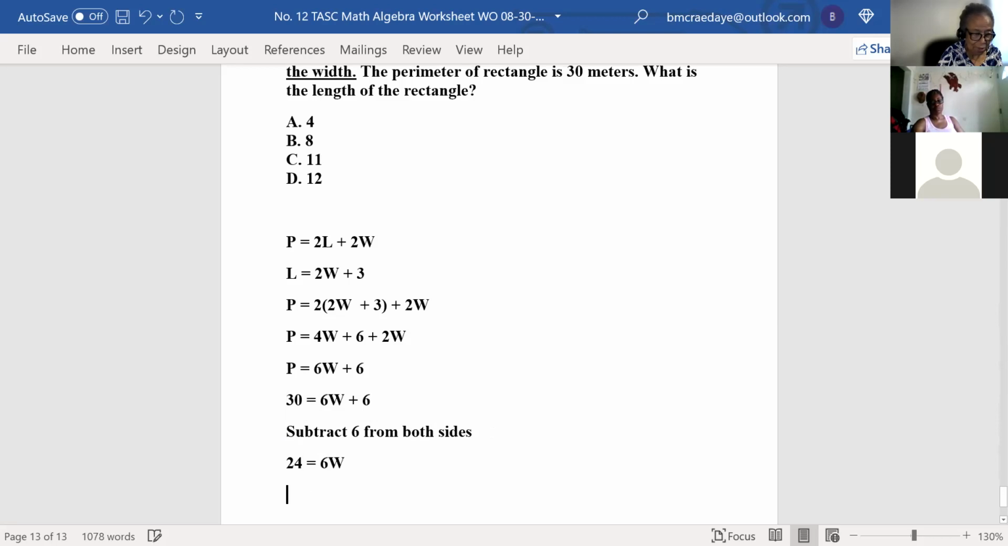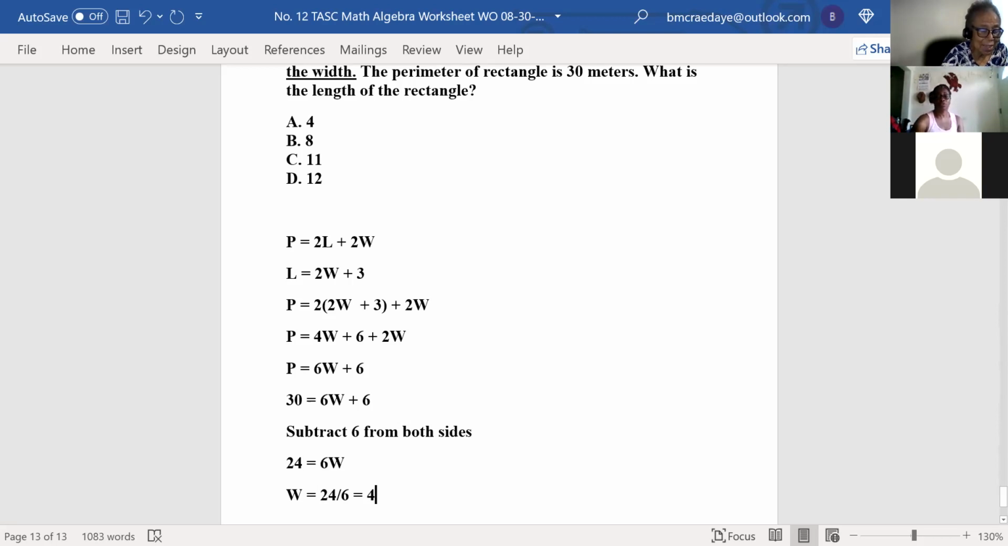So what is W equal to? 6 into 24, how many times 6? 6 what gives you 24? So what is W equal to? Well, therefore, we have to divide now. 6 ones are 6, 6 twos are 12, 6 threes are 18, 6 fours are 24. So divide 24 by 6, right? So you get 4. W equals 4.